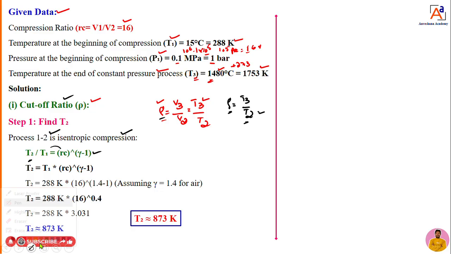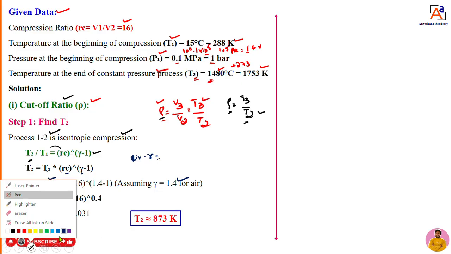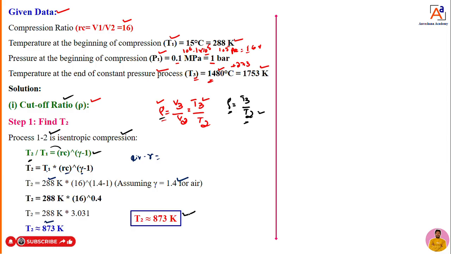How are you going to do the simplification, dear students? T1 is 288 Kelvin, I will substitute in terms of Kelvin. Then rc is 16. Gamma we know already for air, the value is 1.4. That I will substitute here, gamma is 1.4 minus 1. Then substitute and simplify. You are going to get the value of T2 as 873 Kelvin, dear students.